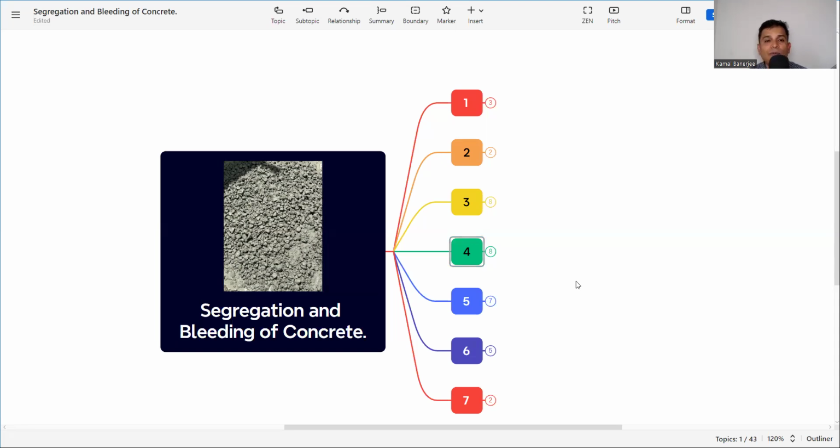Both are harmful for the concrete. We need to take great precaution to avoid segregation and bleeding. So let's jump into the subject.